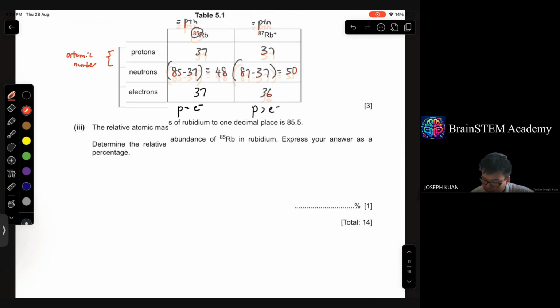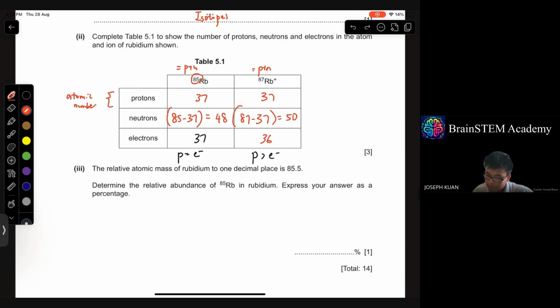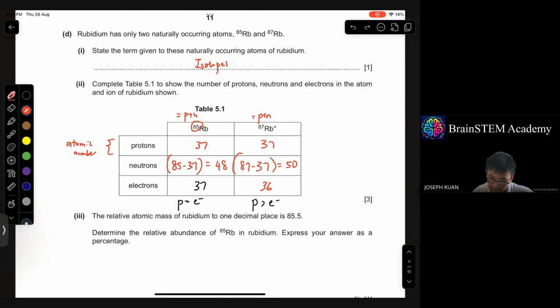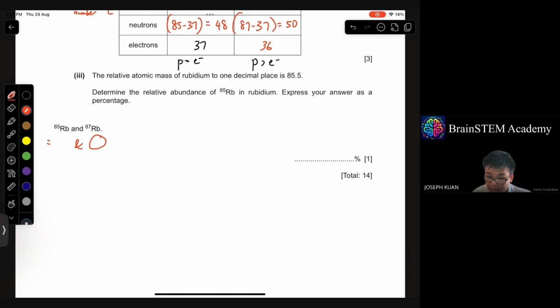Next, the relative atomic mass of rubidium to 1 decimal place is 85.5. Determine the relative abundance of rubidium-85 in rubidium. Express your answer as a percentage. Since rubidium has 2 naturally occurring isotopes, we don't know how many percent of the rubidium is 85 and how many percent is 87. So what can we do about it?